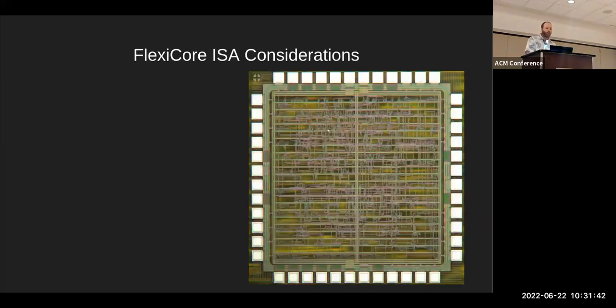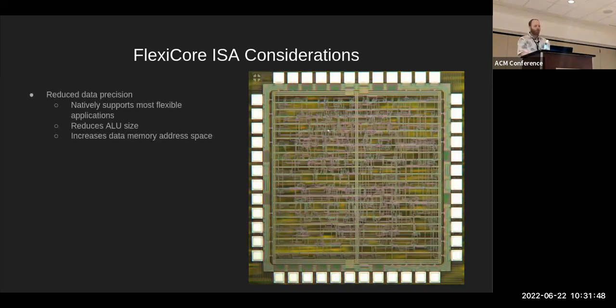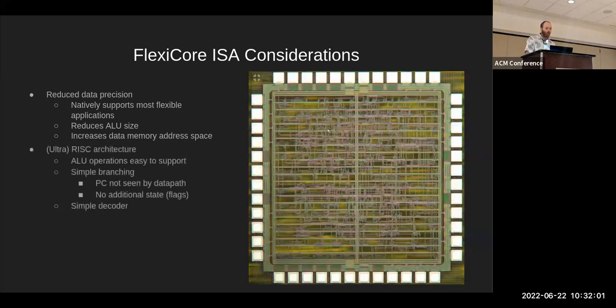While designing the ISA for FlexiCores, here are the key considerations. First, we would only support reduced data precision, since this is sufficient for most flexible applications and results in reduced ALU size, and for a fixed data memory budget, an increase in the number of data memory words. Next, we want a RISC architecture with simple ALU operations, enabling low gate count processor front-end and execution units.